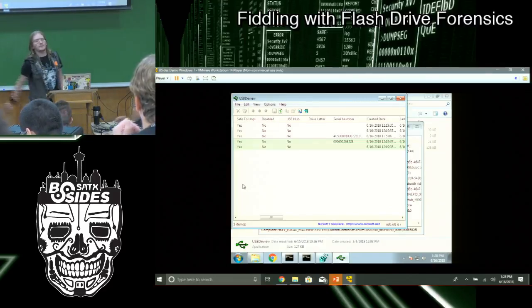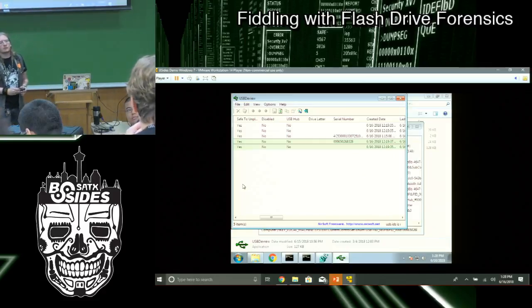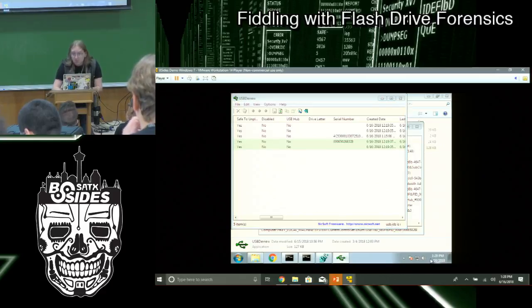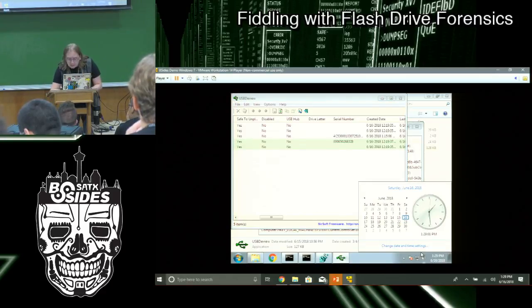Yes, in the back. Changing the system time to fix that issue, obviously it would be that. Would changing the system time of the system affect that? Let's find out. Okay, so while I'm changing the system time, next question.